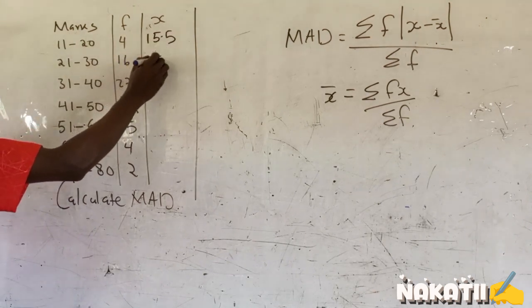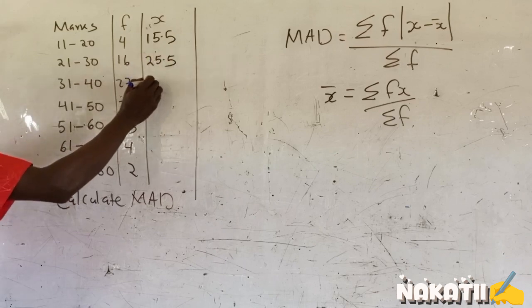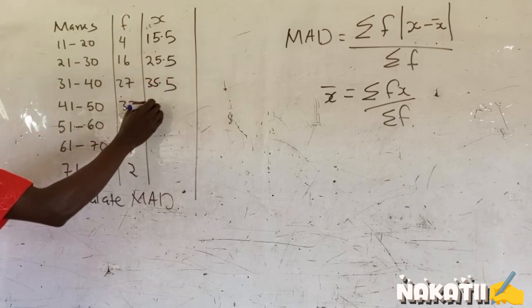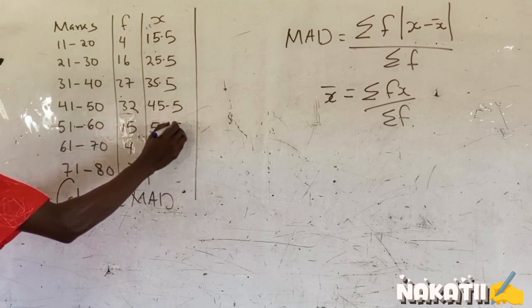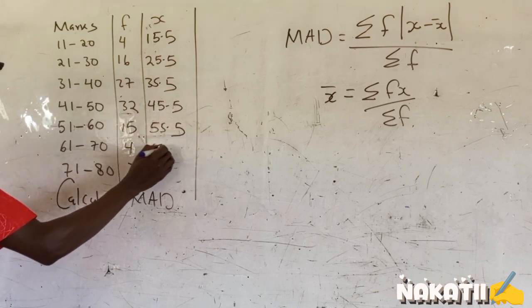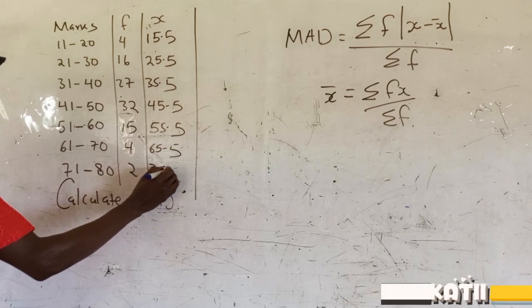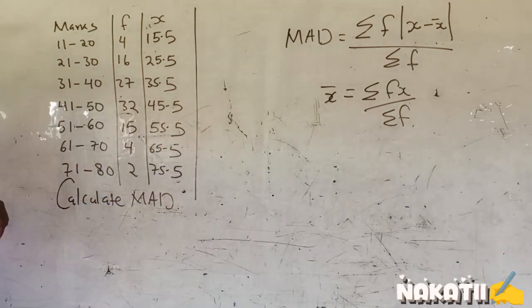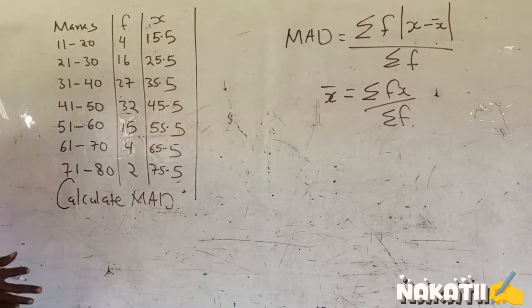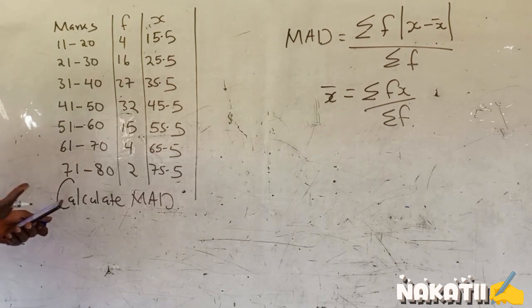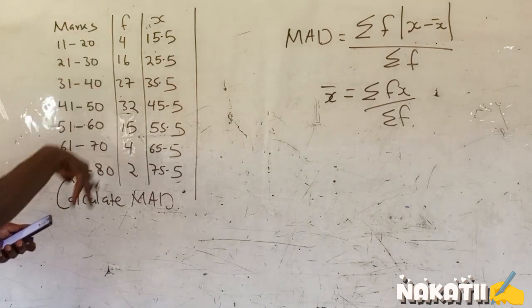This one will be 25.5. This one will be 35.5. This one will be 45.5. This one will be 55.5. This one will be 65.5. And this one will be 75.5. These are the midpoints of these classes. You take 11 plus 20, you divide by 2. The lower plus the upper, divided by 2, gives you the values of x.